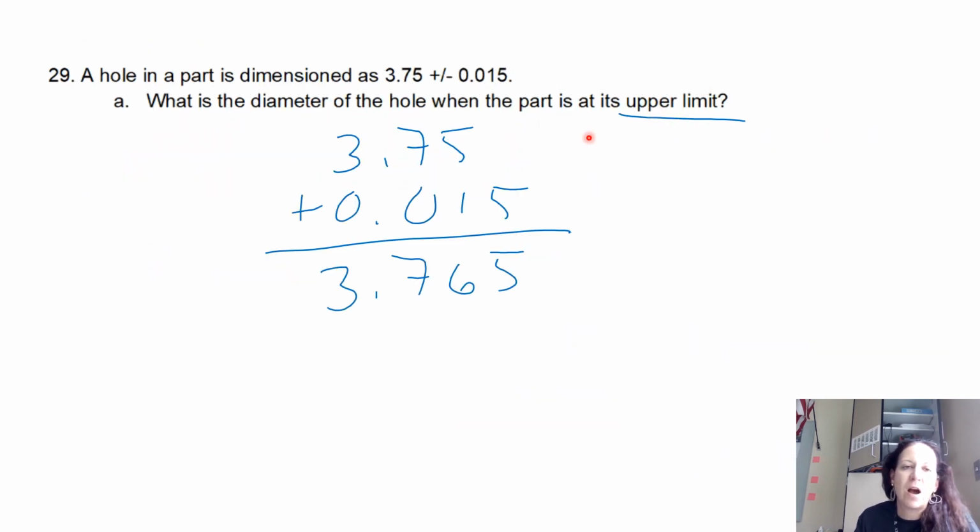This is asking the upper limit. So you're given the measurement, and you're given the tolerance there. To get the upper limit, we would be adding. And so this ends up being 3.765. There are no units on that, so I guess we don't put any units on it.